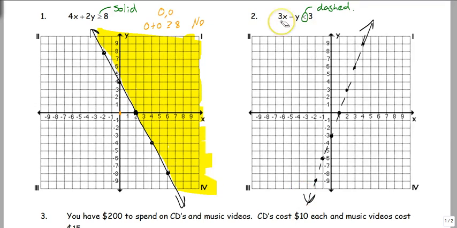The best thing always to do is test the point 0, 0 if possible. You cannot test 0, 0 if it's on the line though. So we're going to test 0, 0 because it's on this side of the line. I get 0 minus 0 is less than 3. I just put a 0 in here and a 0 in here. And what happens is that is a true statement. So that means that this 0 right here is on the correct side of the line. So that means I'm shading up to this dashed line and everything on this side.